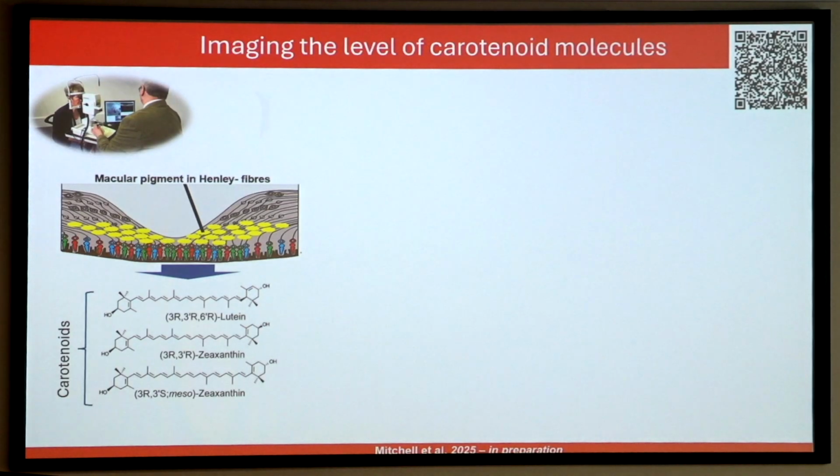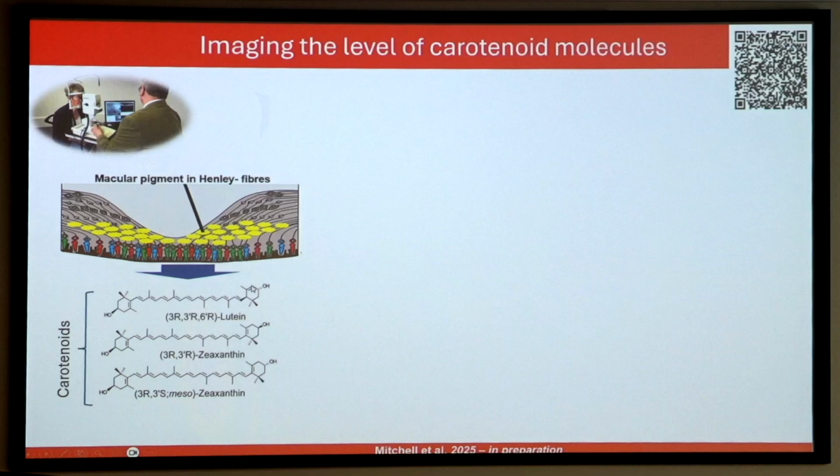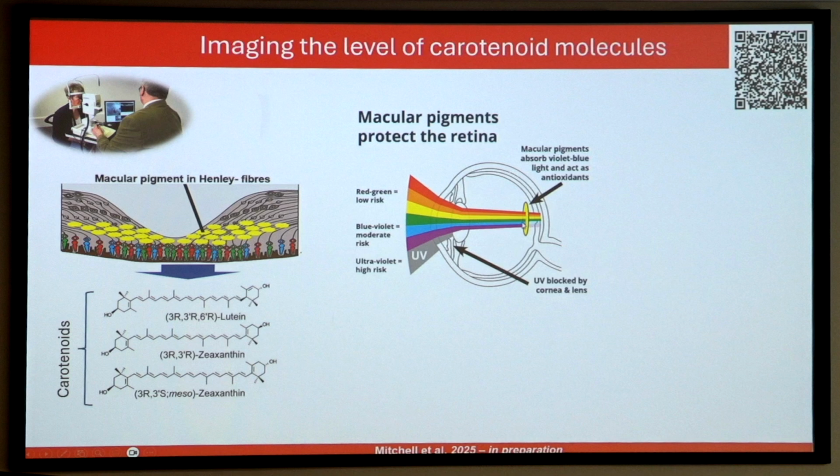We're not only able to image cells, but we can also image molecules. In this case, we looked at carotenoid levels. These are antioxidants, and they are sitting just above the photoreceptors, and they are there to protect them from sunlight-caused damage. Why it is interesting for us is because these molecules are also present in the brain.